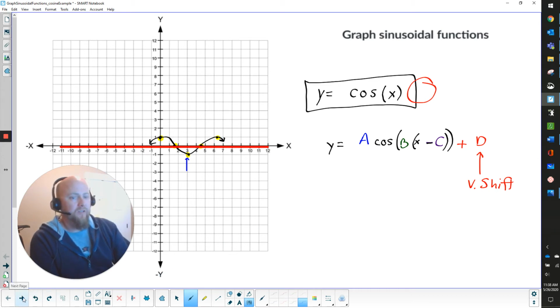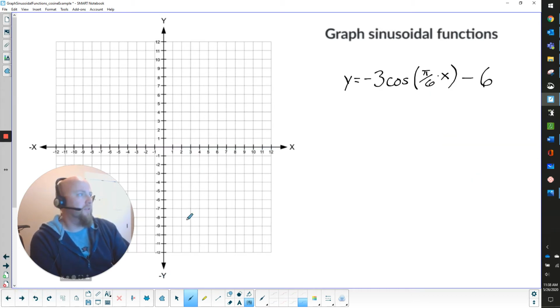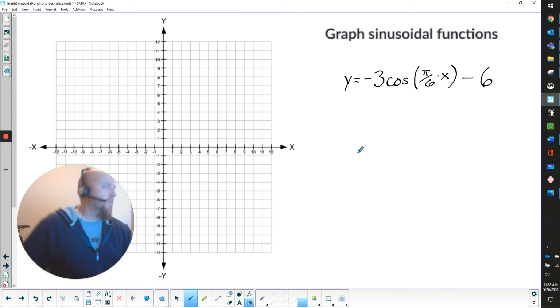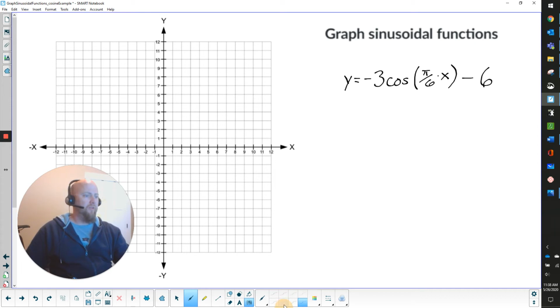All right, let's look at a specific example. I would call this 4 transformations. Start with, yes, it's a cosine function. So that identifies the pattern of anchor points.